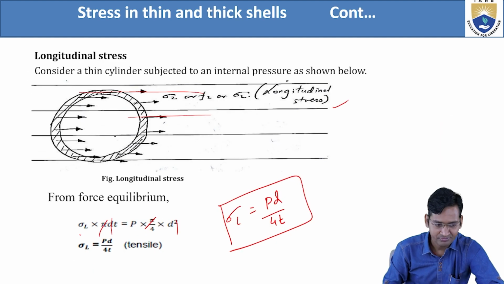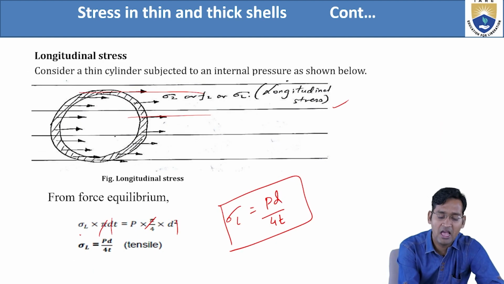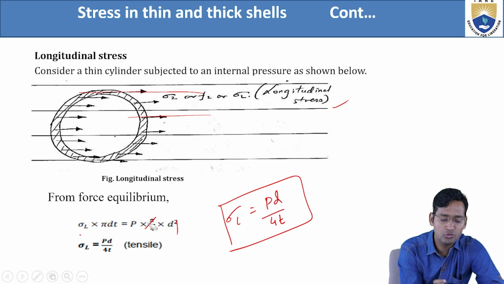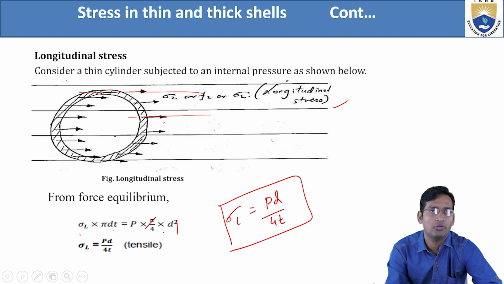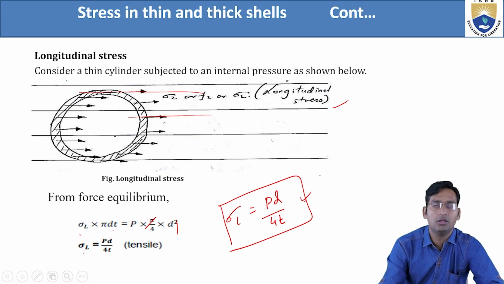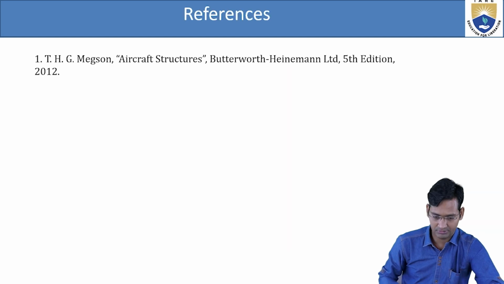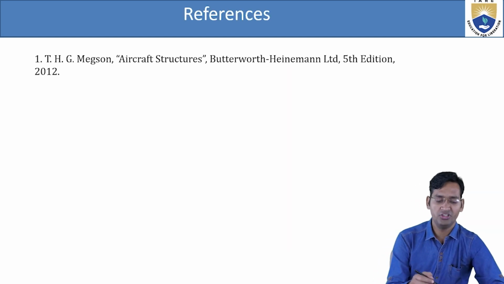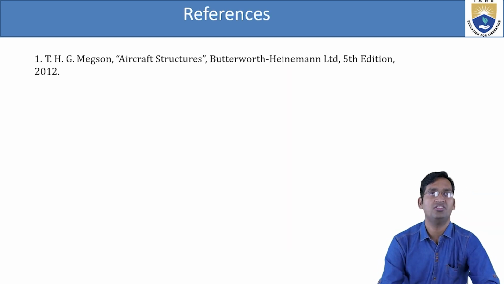Okay. Now in the case of longitudinal stress, that will act along the axis. So for equilibrium, σ_L into π d t is equal to P into π by 4 d squared, because it's acting along the axis. So now again σ_L equals what? Here, π will cancel. So σ_L equals P d by 4 t. So this will be the longitudinal stress.